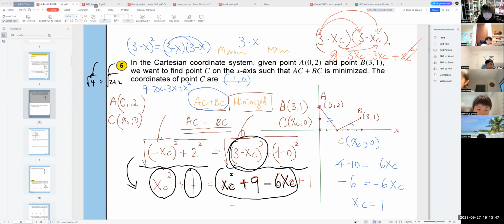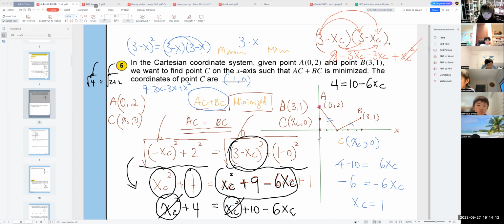Okay, so 1 minus 0 squared equals 1. So basically, I'm just doing x squared plus 10 minus 6x equals x squared plus 4. Both the left side and the right side have x squared, so can we just cross it out? Right, so we have 4 equals 10 minus 6x. All right, so I'm moving this 10 over there. This one we learned before, right? It's 4 minus 10 equals negative 6x. So negative 6 equals negative 6x, so x equals 1.